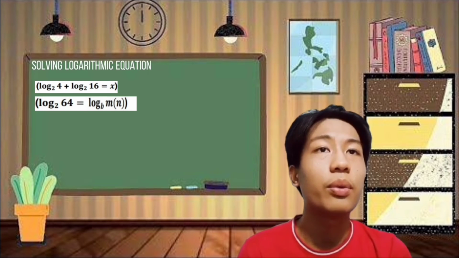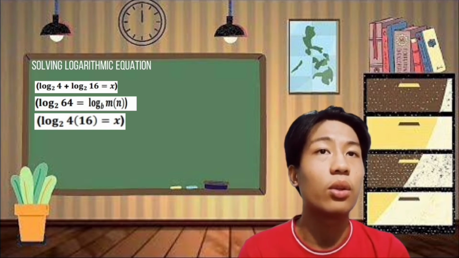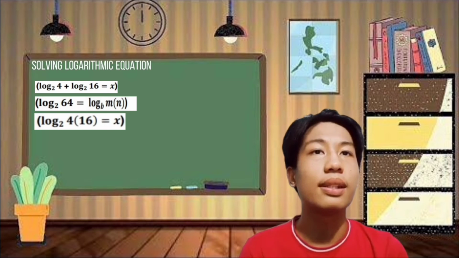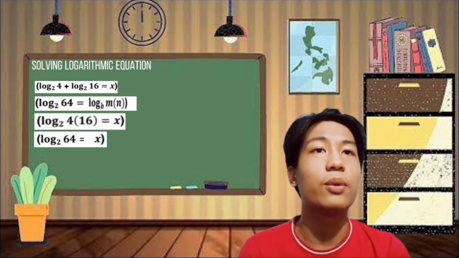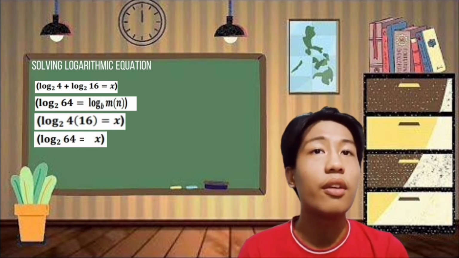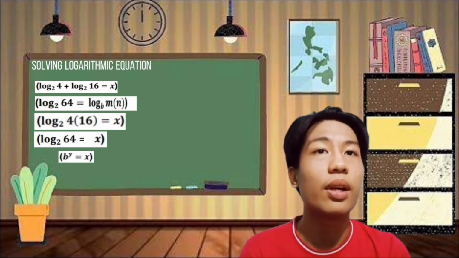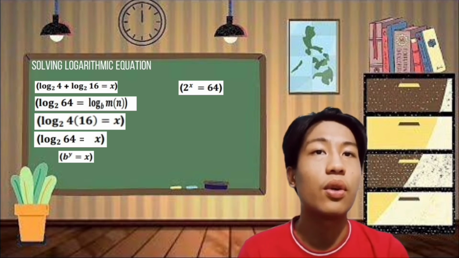With this rule, we will get the logarithm of 4 multiplied by 16 with the base of 2 is equal to x. Next, we are going to simplify 4 multiplied by 16, and that will be 64. Now the equation will become the logarithm of 64 with the base of 2 is equal to x. After that, let us transform the equation into exponential form by following our pattern b raised to y is equal to x. With that pattern, we will now have 2 raised to x equal to 64.